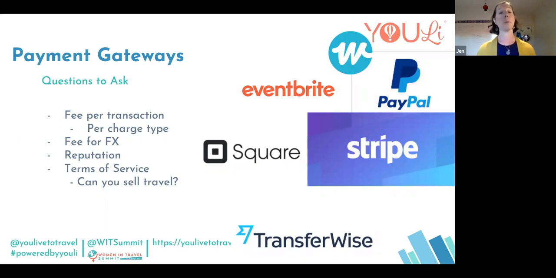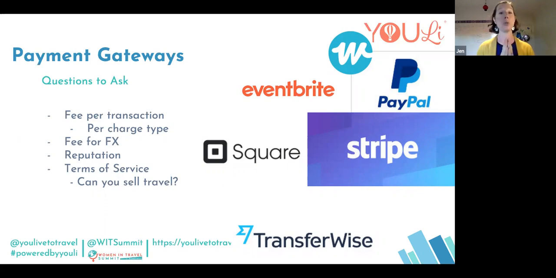So payment gateways, how do they charge? Well, they charge per transaction, and the transaction fee varies per charge type. You do need to watch out for this, especially with foreign transactions. If you're an Australian business and you're charging in US dollars, you need to be careful because when that money settles into your bank account, they're going to charge you a foreign transaction fee. So just make sure you're aware of what that is and that it is the right amount for you.